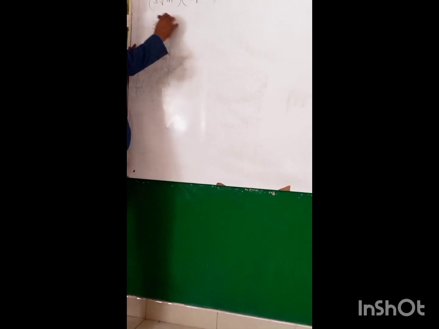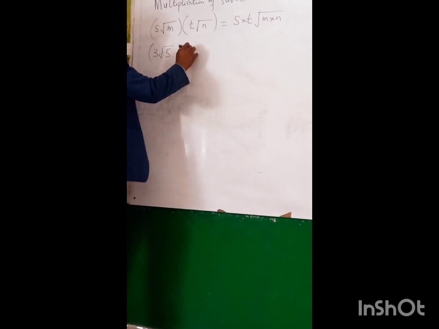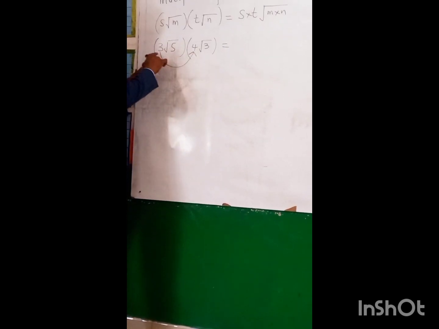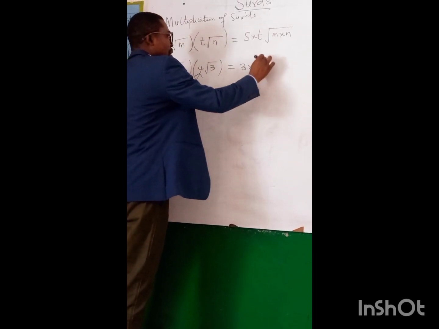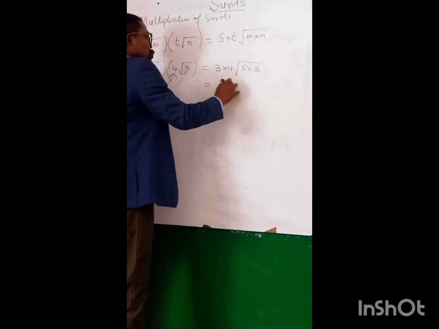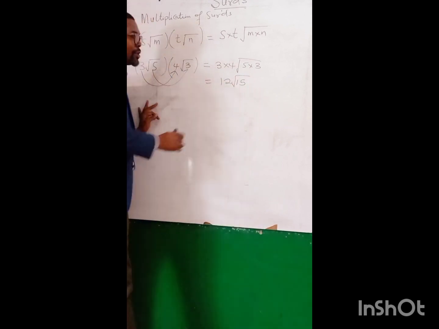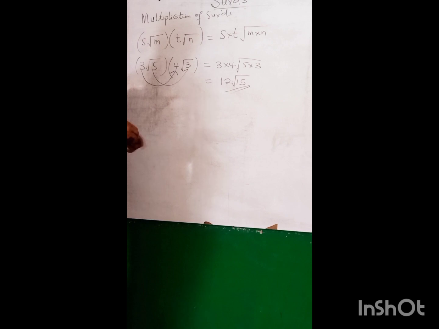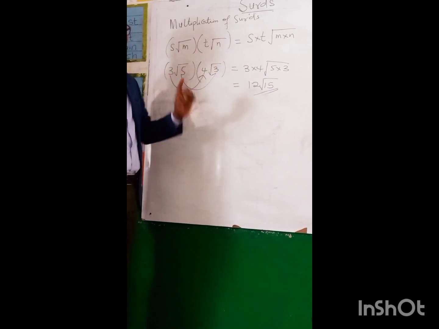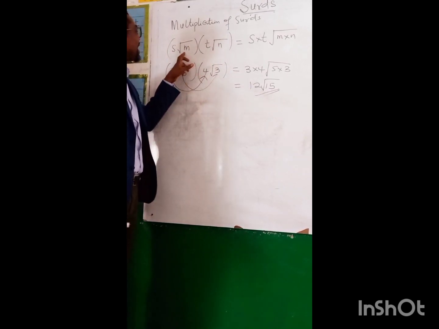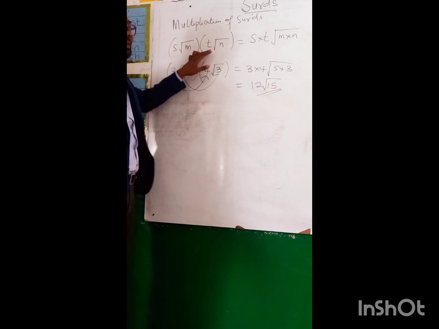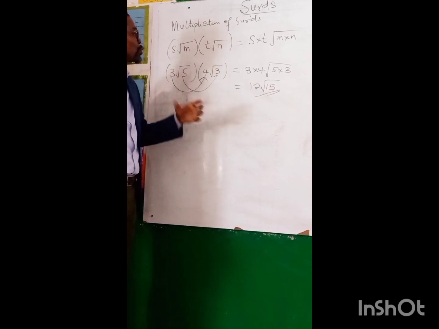If I have 3 root 5 multiplying, let's say, 4 root 3, I have to multiply the numbers in front. That is 3 times 4. I also multiply the numbers under the root, which is 5 times 3. So this will give me 12, and this will give me 15. So this gives me 12 root 15. Unlike addition and subtraction, where the numbers under the root have to be the same before we can add or subtract, when it comes to multiplication, the numbers must not necessarily be the same. It can be the same, but it must not necessarily be the same. We can still multiply. We multiply the numbers in front of the root as well as the numbers under the root. So that is how we multiply surds.